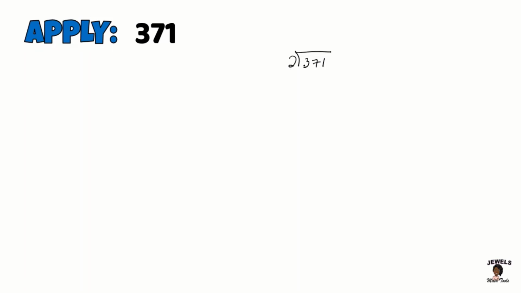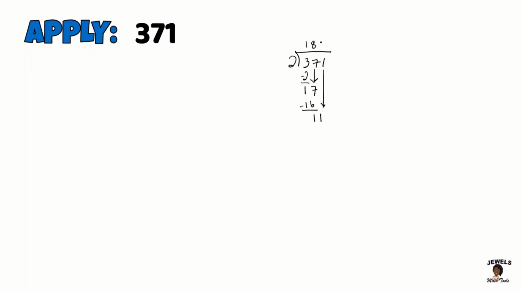So 2 divides into 3 once. 2 times 1 is 2. 3 minus 2 will leave us with 1. We'll bring down our 7, changing 1 to 17. 2 goes into 17 8 times. 8 times 2 is 16. 17 minus 16 leaves us with 1. We're going to bring down our 1, changing 1 into 11.